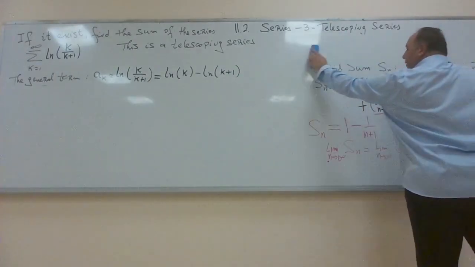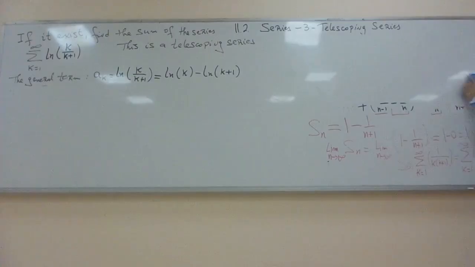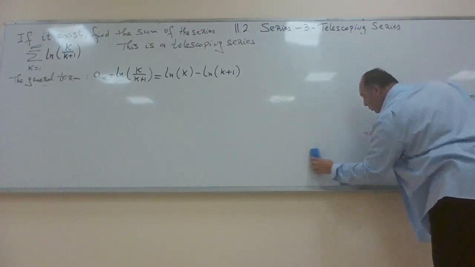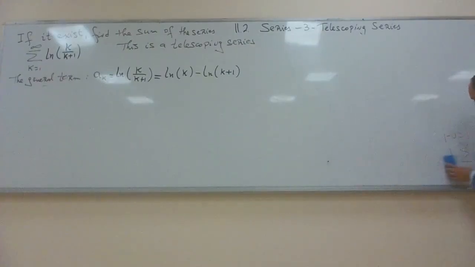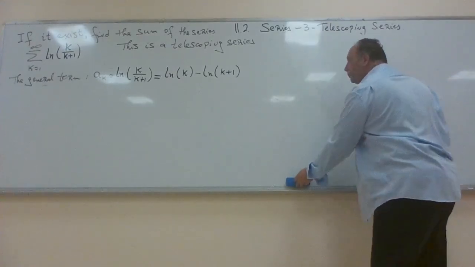So you see, in this situation, we didn't have to use the partial fractions because just by using properties of the log, we were able to rewrite the expression of the general term in a convenient way that will help us cancel things.